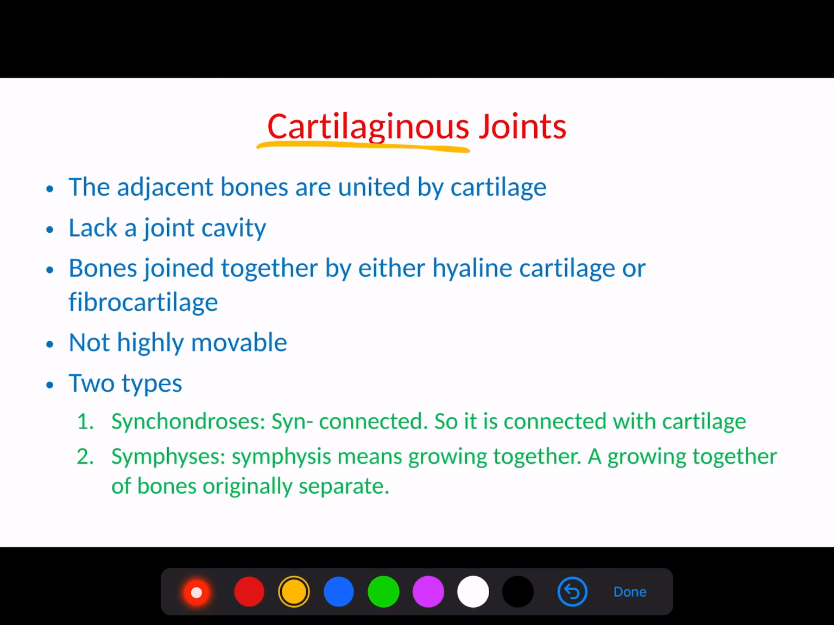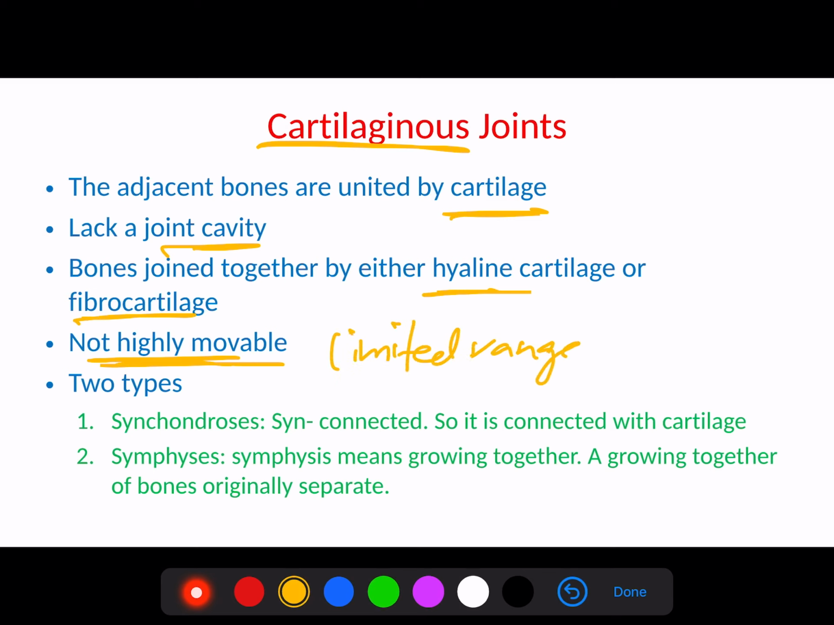For the cartilaginous joint, this is the second type. Here we have cartilage within the joint. So the material that is filling that space between the bones is cartilage. There is no joint cavity, and most of the time it's hyaline cartilage. Sometimes there is fibrocartilage. And these types of joints are not highly movable. So they allow a limited range of movement.